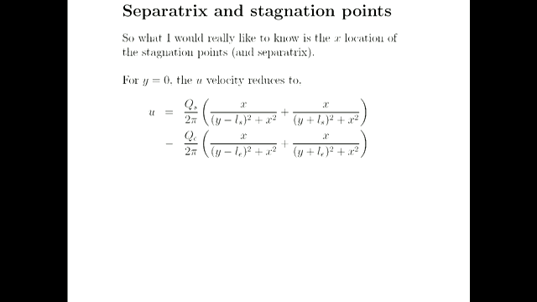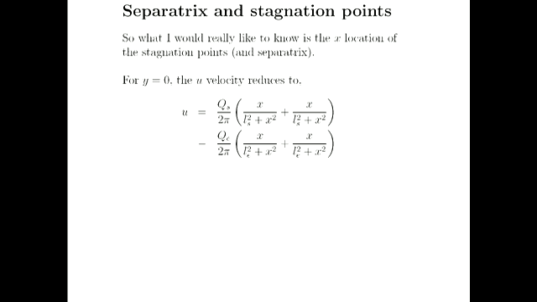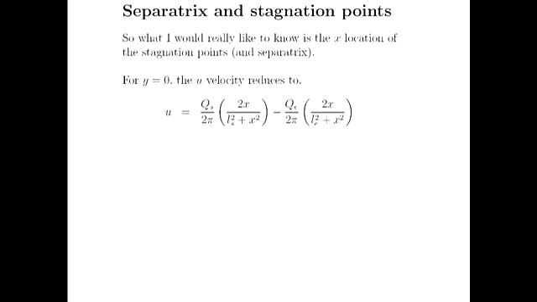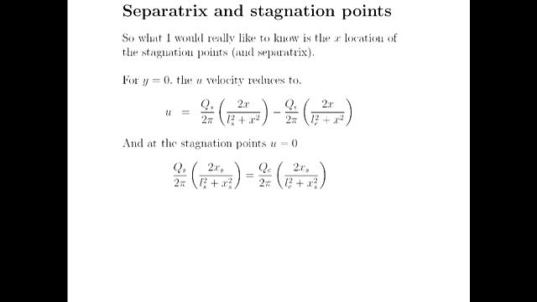Does everybody understand that? So I substitute y equals 0 into that equation, and now what I've got is an equation for the variation of the horizontal component of velocity along my solid boundary. You can see that equation kind of tidies up a little bit for us. At the stagnation points, I know that u's got to equal 0, so I can just set u equal to 0 and rearrange this as this simple equality. So one stagnation point staring us in the face.